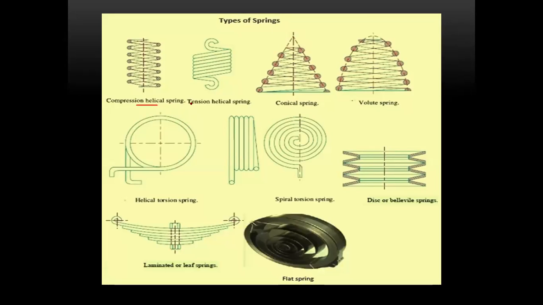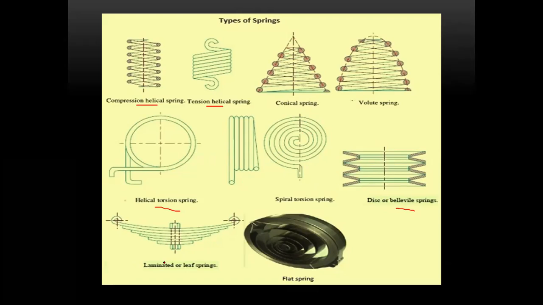you can see this is a compression helical spring, tension helical spring. So the cross section of the compression helical spring, the 2D diagram of this helical spring. This is a conical spring, this is a volute spring, this is a helical torsion spring. This is a side view, this is a front view, this is a spiral torsion spring, which we can see in your watches, and a disc or bevel springs.